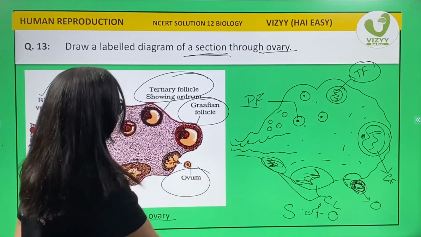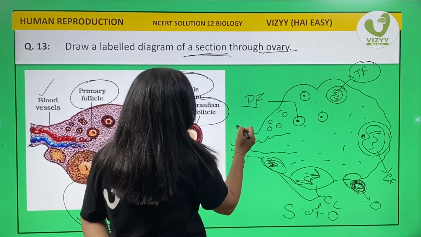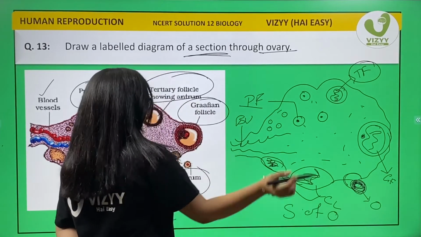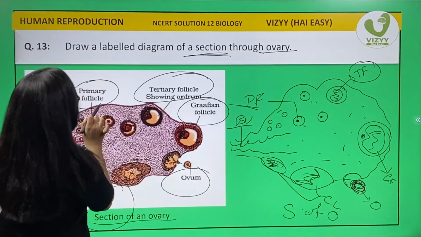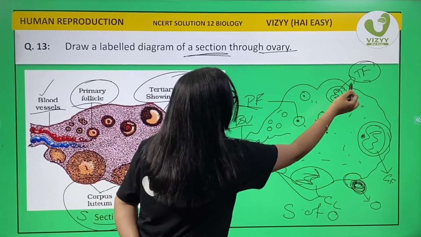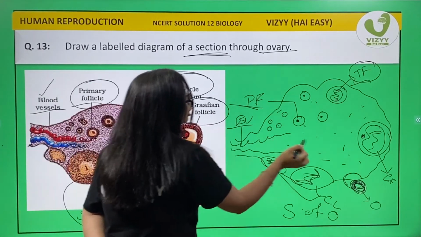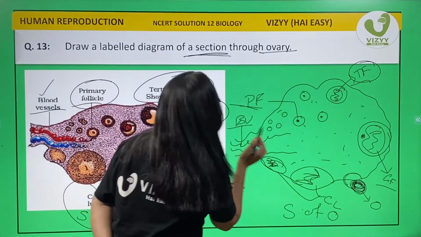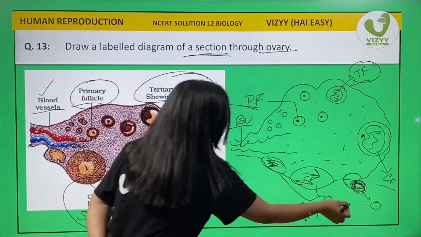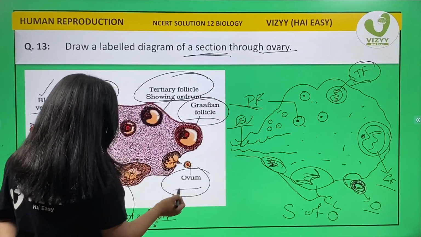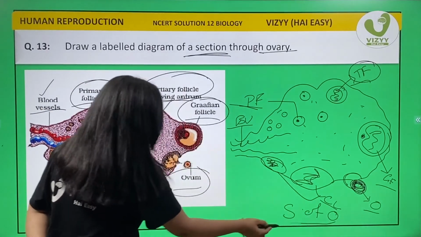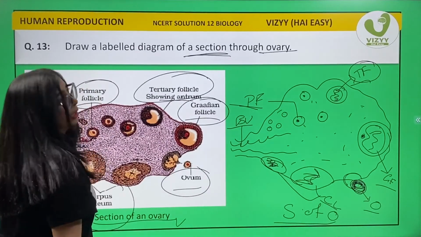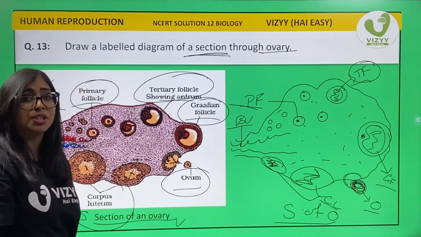Let's check our labels. Blood vessels. So we got blood vessels. Primary follicle. Tertiary follicle. Graafian follicle. Released ovum. And lastly, corpus luteum and section of an ovary. So students, we're done with question number 30.